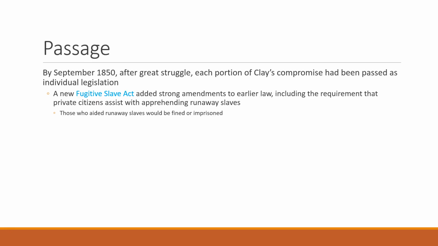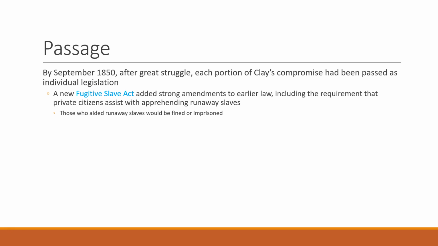So this concept of passage, by September of 1850, after great struggle, each portion of Clay's compromise had been passed as individual legislation. They weren't able to pass it as a complete package, but they were able to break it up into pieces and get it through Congress a little bit at a time.